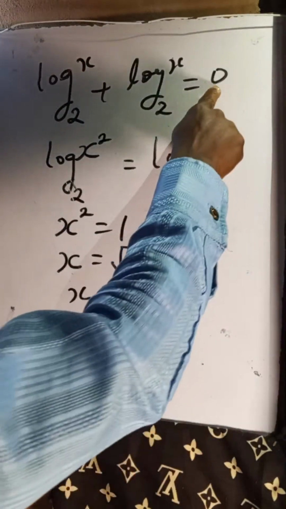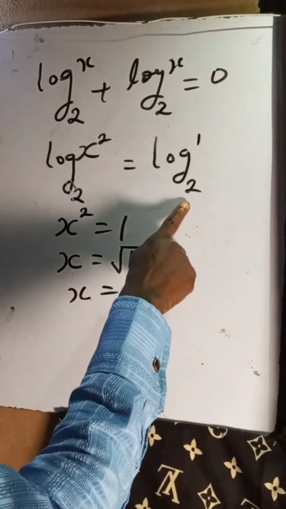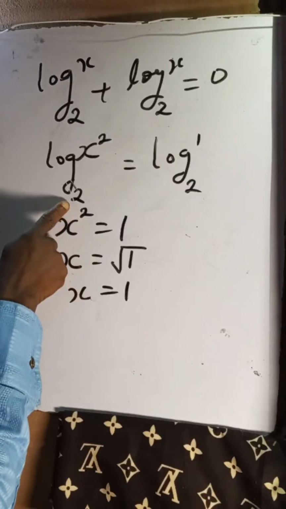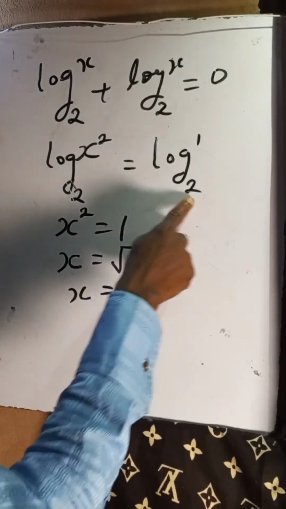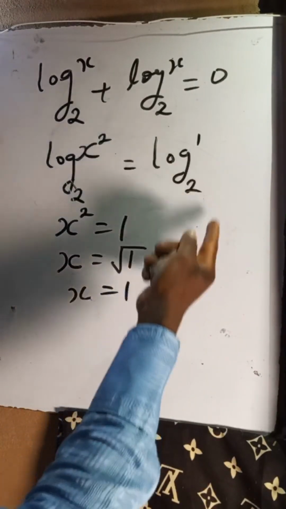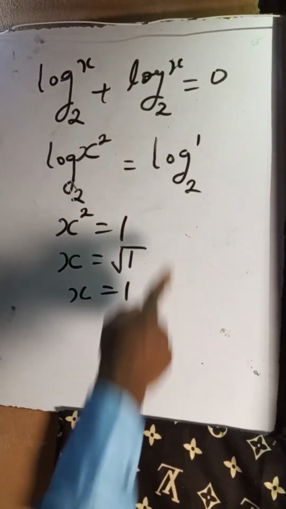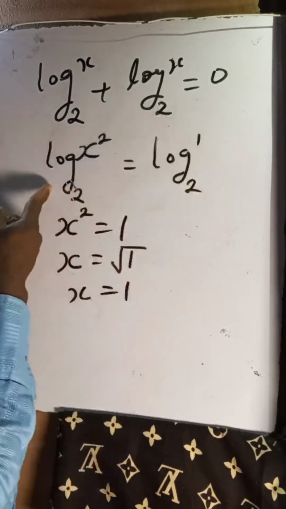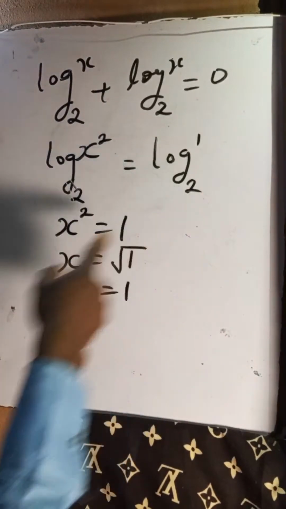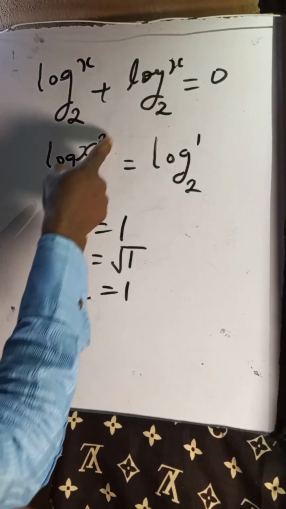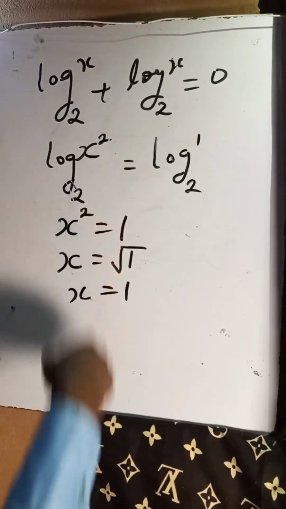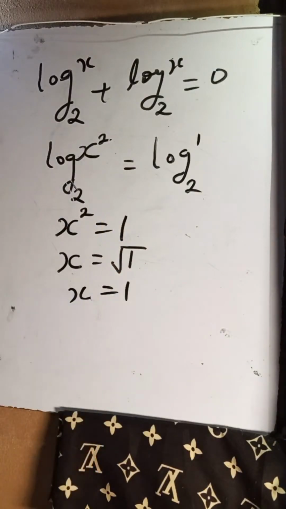Okay, please take note. 0 means logarithm of 1 to any base. But remember, the base here is 2. So the 2 here must also reflect here. So we shouldn't put 10 here. If you put 10 here, it's 0. If you put 5 here, it's 0. But it's not right. Always put what is here, so that it becomes equal and cancel each other. Then you are now left with x raised by 2 here and 1 here. So when equated, it can now be solved to give x equals 1. So that is the solution to this question.